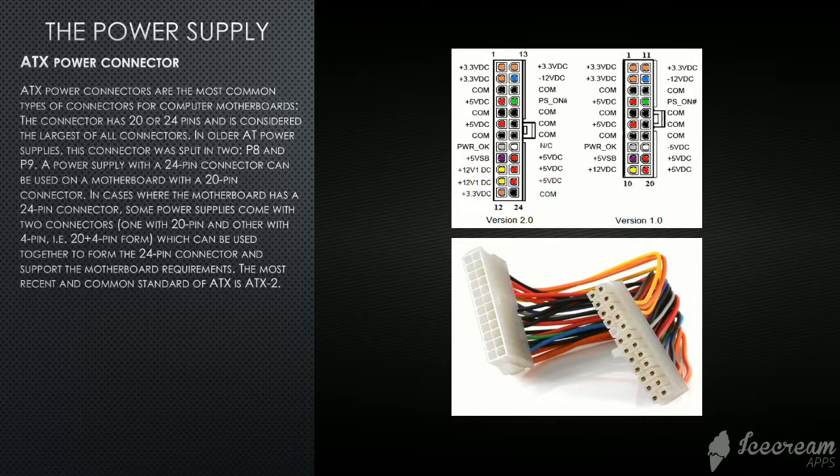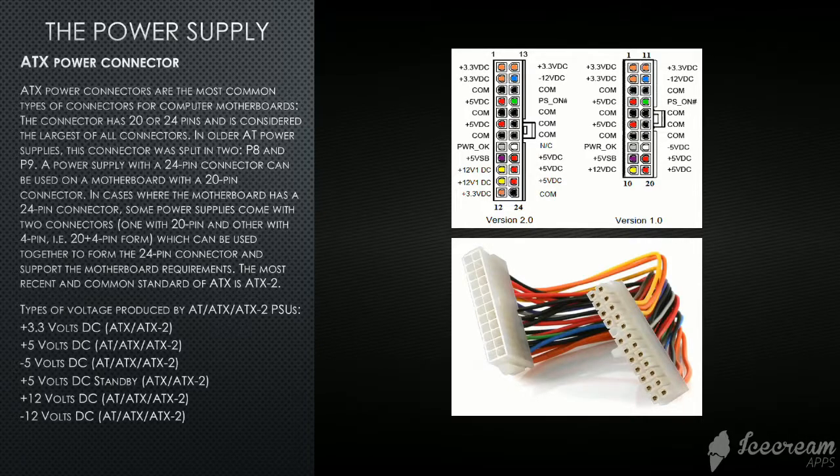In cases where a motherboard has a 24-pin connector, some power supplies come with two connectors, one with 20 pins and the other with 4 pins, i.e. 24 pins form. This can be used together to form the 24-pin connector and support the motherboard requirements. The most recent and common standard of ATX is the ATX2. On the right, you can see both ends of the connector and see the types of voltages it can provide to different elements.